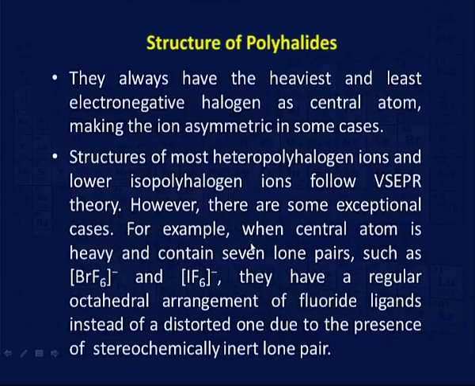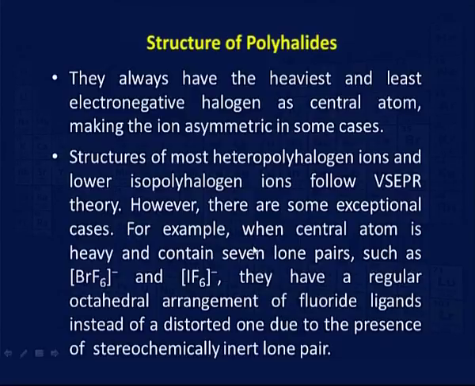The structure of the polyhalide. Polyhalides always have the heaviest and least electronegative halogen as the central atom, making the ion asymmetric in some cases. The structure of most heteropolyhalogen ions and lower isopolyhalogen ions follows valence shell electron pair repulsion theory. However, there are some exceptional cases also.